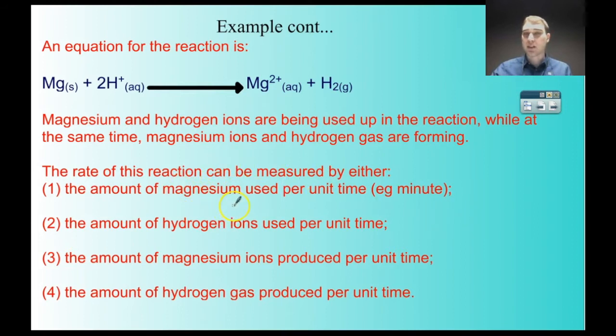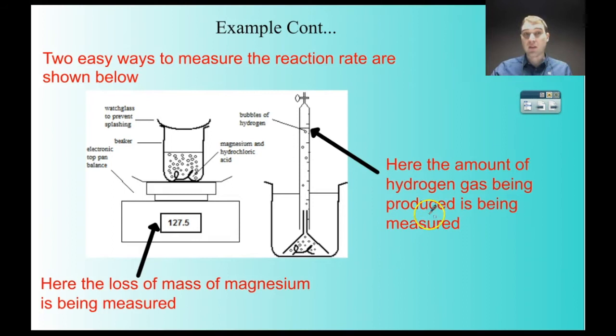We could look at how much magnesium is being used up per unit of time, how many hydrogen ions are being used up, the amount of magnesium ions being produced, or the amount of hydrogen gas being produced. All of those are ways that we could determine the rate of the reaction. So here are two ways that we can measure that rate. In this example here we have the acid in a beaker on a balance, and we place the magnesium in, we put a little watch glass over the top so that we can stop the liquid from splashing out. But as the reaction occurs, we should be able to see a drop in mass.